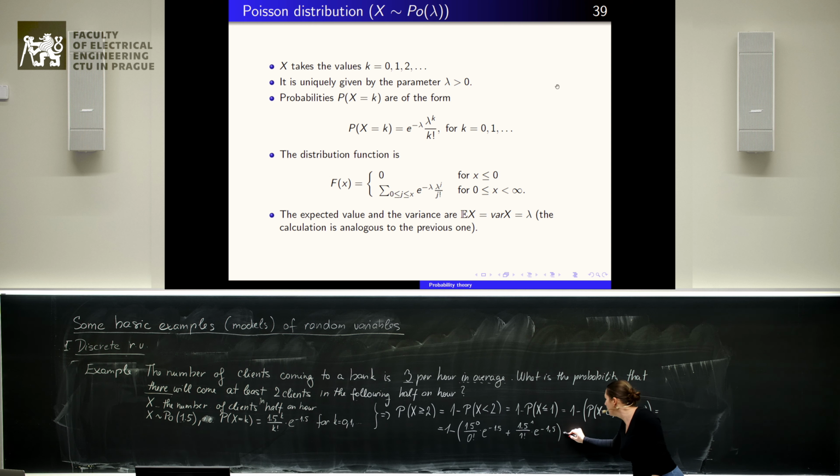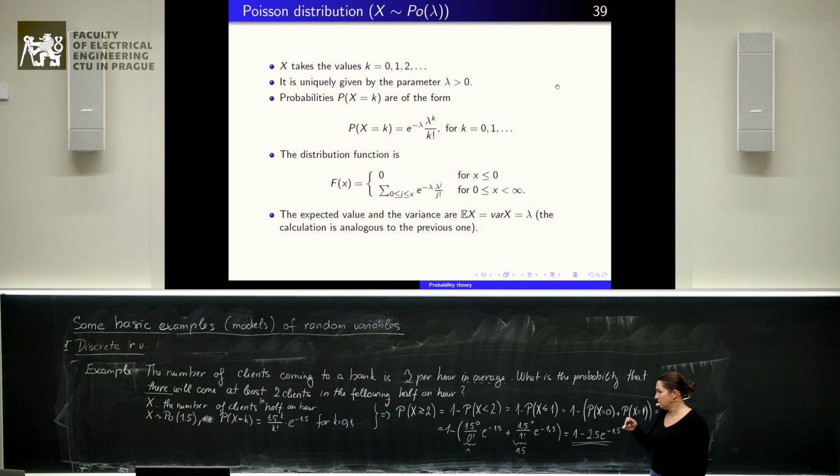Yeah? And if you want to have it in some nice form, 1.5 powered by 0 is 1, over 1 is 1. This is 1.5, so 1 minus 2.5 times e powered by minus 1.5, but it is not important. The result is written, the main result is written here.